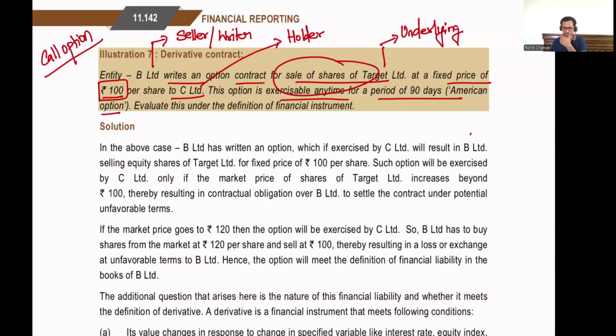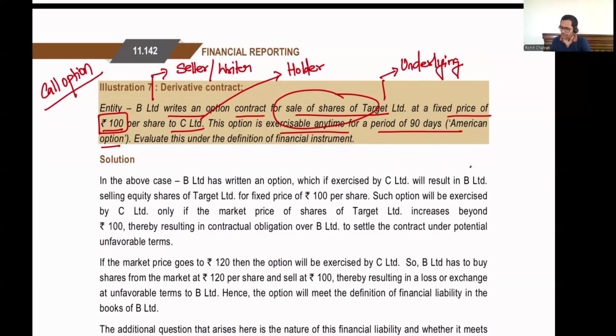The question is saying that this is basically an American option. In an American option, you have the right to exercise it at any time over the next 90 days. In a European option, you're able to exercise it on the maturity. At the end of the 90th day, you have the ability to exercise or lapse the option.